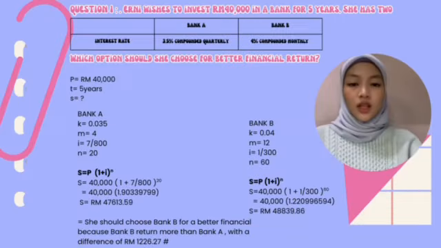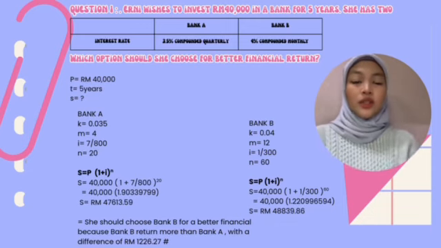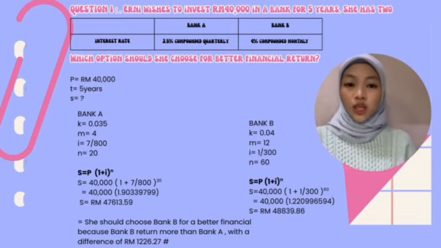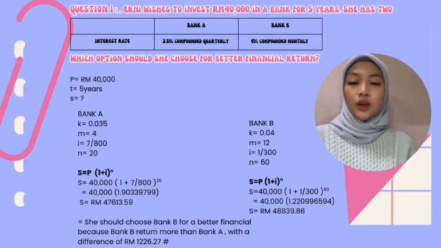That's it. So, for this question, Erin wishes to invest 40,000 ringgit in a bank, and she has two options, which are Bank A and Bank B. Our goal is to find out which bank gives a better financial return. Given the information, the principal is 40,000 ringgit, which is the amount invested. The time period is 5 years, which is the duration of the investment. We will calculate the future value, which is S, for each bank.